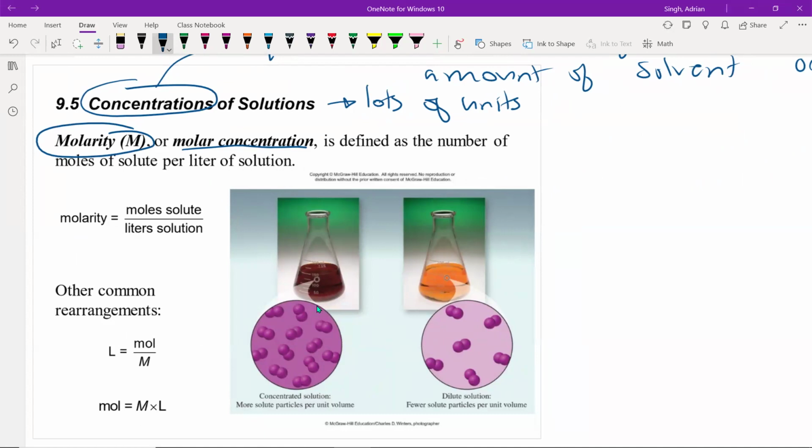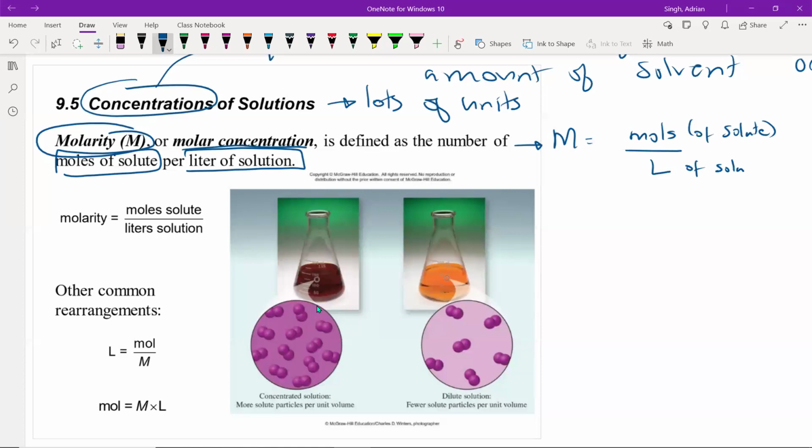So molarity, or big M, which is the molar concentration, is defined as a number of moles of solute per liter of solution, right? So we can represent that as molarity, big M, is moles over liters. And that's critical. So again, moles of solute over liters of solution. Remember, solution is the combination of the solute plus the solvent.